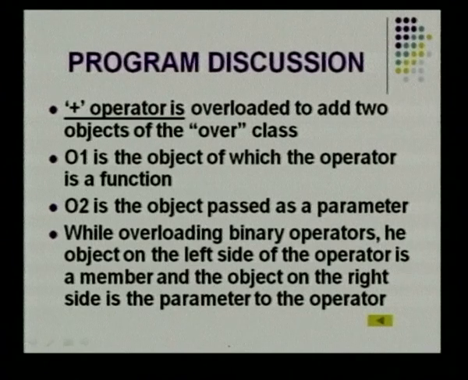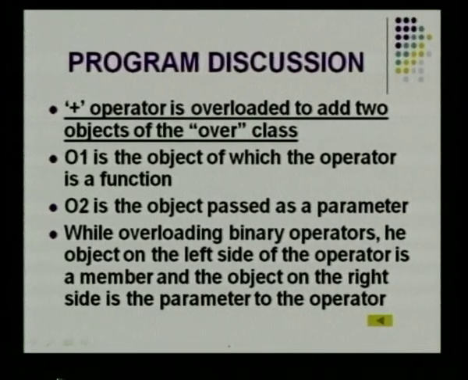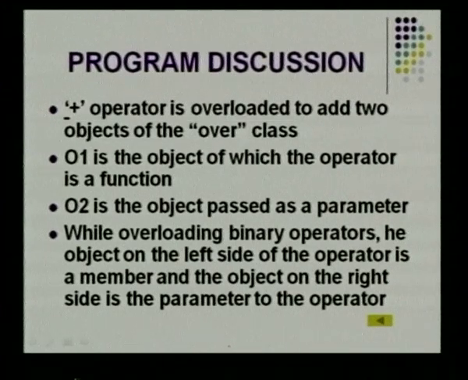Now, this O3 is equal to O1 plus O2, that particular statement is only the climax of this entire program, because depending upon the objects that are involved in that particular statement only, the compiler will interpret the operator function. So, that is a way you have to understand that particular statement. The plus operator is used to overload or add two objects of the class. So, you are going to add only objects here.